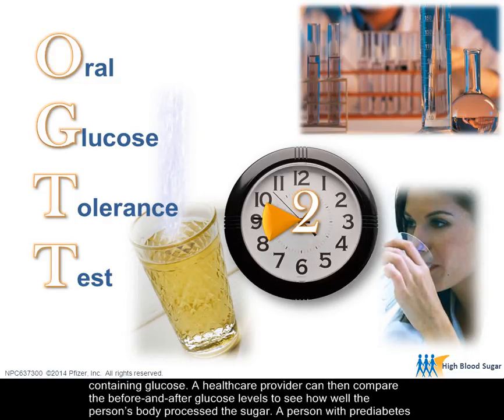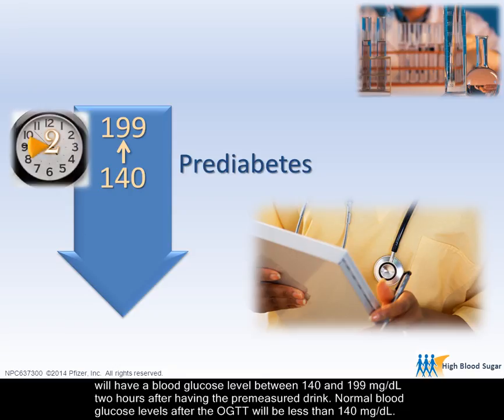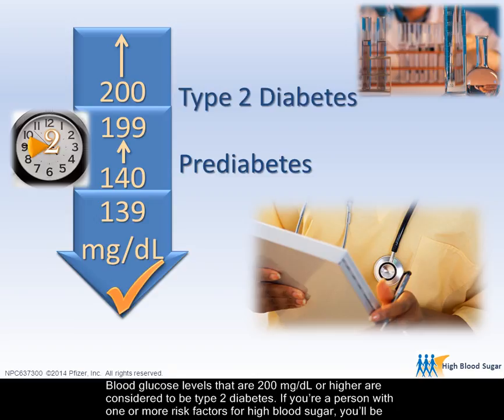A healthcare provider can then compare the before and after glucose levels to see how well the person's body processed the sugar. A person with prediabetes will have a blood glucose level between 140 and 199 milligrams per deciliter 2 hours after having the pre-measured drink. Normal blood glucose levels after the OGTT will be less than 140 milligrams per deciliter. Blood glucose levels that are 200 milligrams per deciliter or higher are considered to be type 2 diabetes.